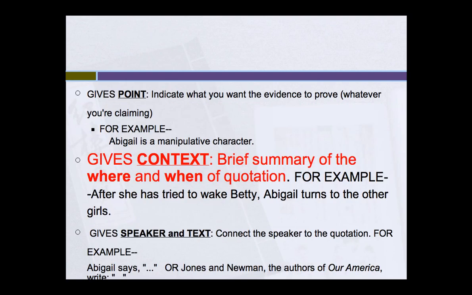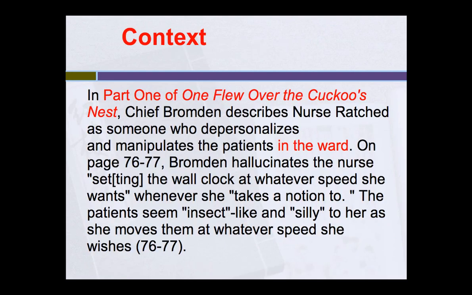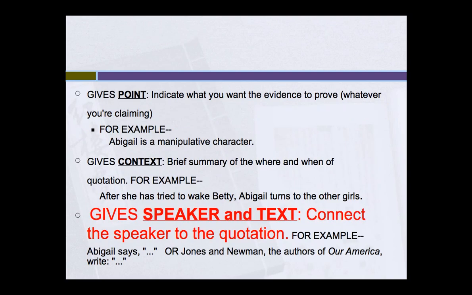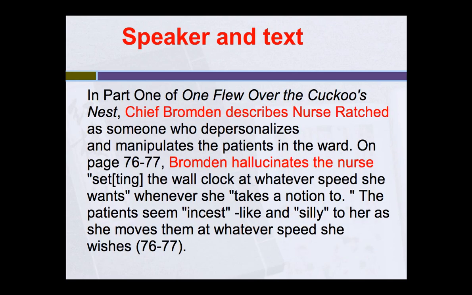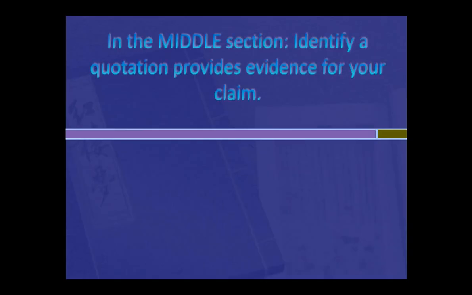It also needs to give the context, where and when this is happening, and you'll see that indeed it's in this novel, and this is happening in a description of the ward. So there we are in the place of the quotation. And finally, the speaker of the quotation and the text, and that needs to go into the introduction too. We've now got the speaker, Chief Bromden, and what he's doing there, hallucinating things about Nurse Ratched.